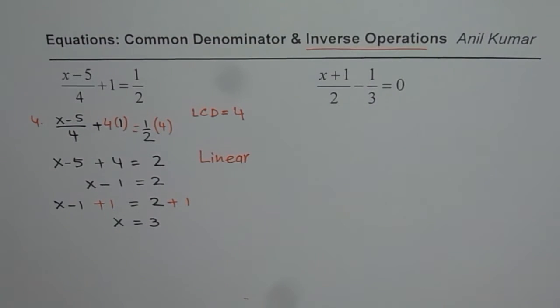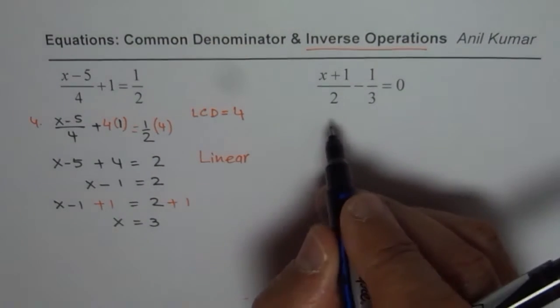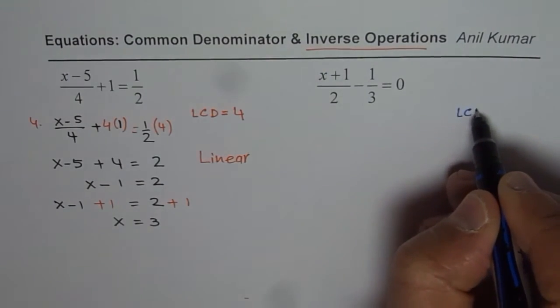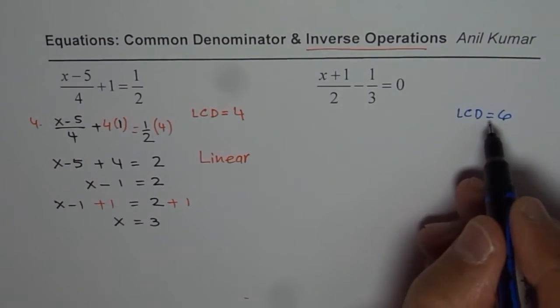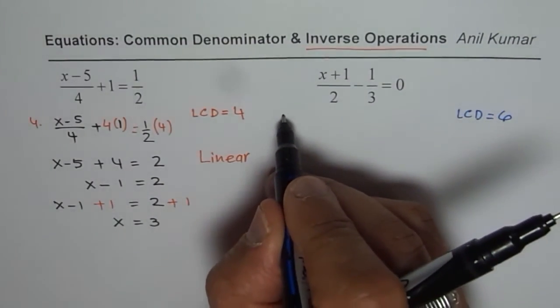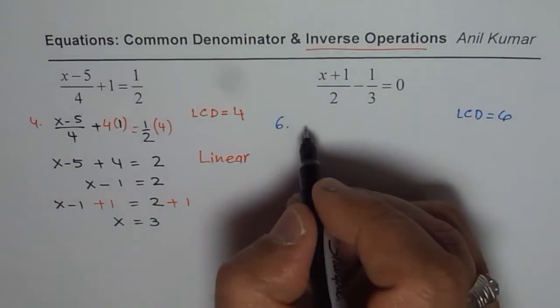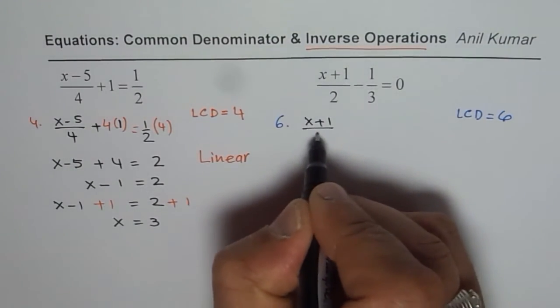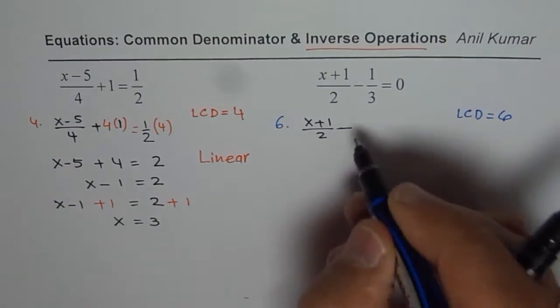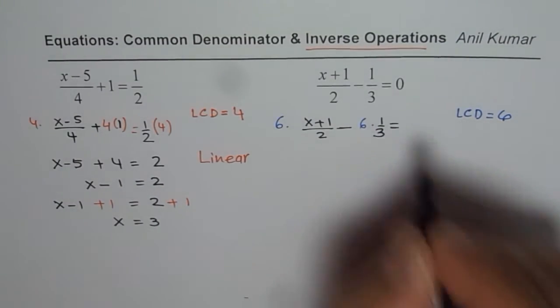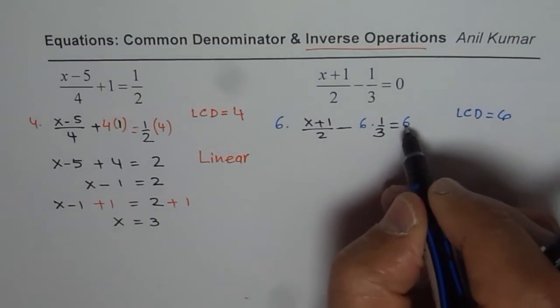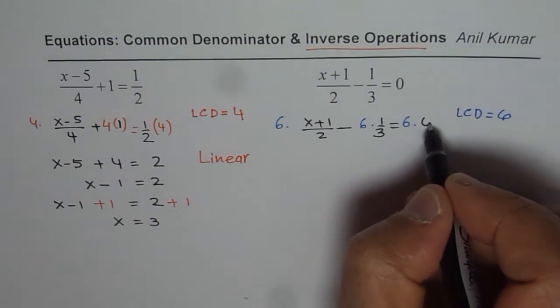Let us follow the same steps. First step, find the lowest common denominator. In this case, the lowest common denominator is 2 times 3, 6. So we'll multiply each term by 6. So we have 6 times (x + 1)/2 minus 6 times 1/3 equals 6 times 0.